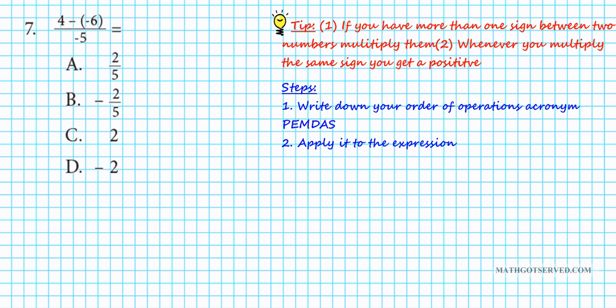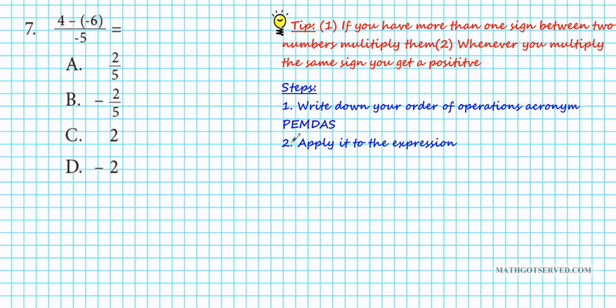All right, let's take a look at problem 7. Problem 7, you have to find 4 minus negative 6 divided by negative 5. So here, there are two tips I'd like you to keep in mind. First of all, if you have more than one sign between two numbers, as you can see here, you want to resolve them, okay? Multiply them together so that you just have one sign and it's easy to combine, okay? Another thing to note, we talked about this in part 2, is that anytime you are multiplying the same sign, you get a positive. What do you think happens when you multiply or divide different signs? You get a negative, okay? All right, so keep that in mind.